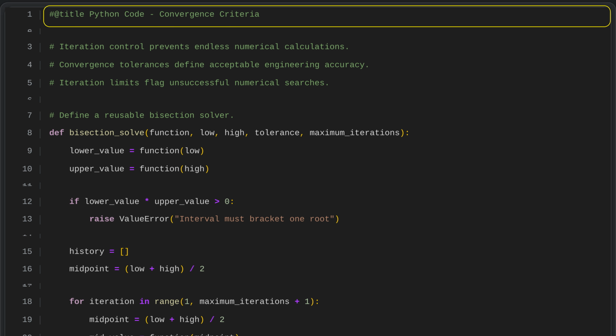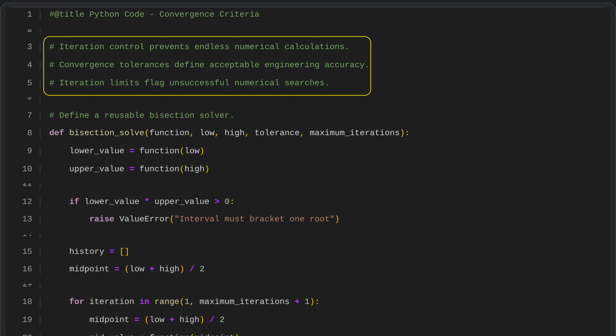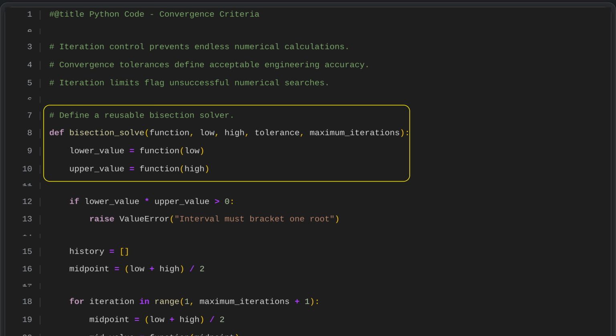Python code convergence criteria. Iteration control keeps numerical calculations from running endlessly. Convergence tolerances set the level of accuracy considered acceptable in engineering work, while iteration limits help identify searches that have failed to converge. The bisection solve function finds a root of a given function using the bisection method. It takes the function, lower and upper interval bounds, a convergence tolerance, and a maximum iteration limit.